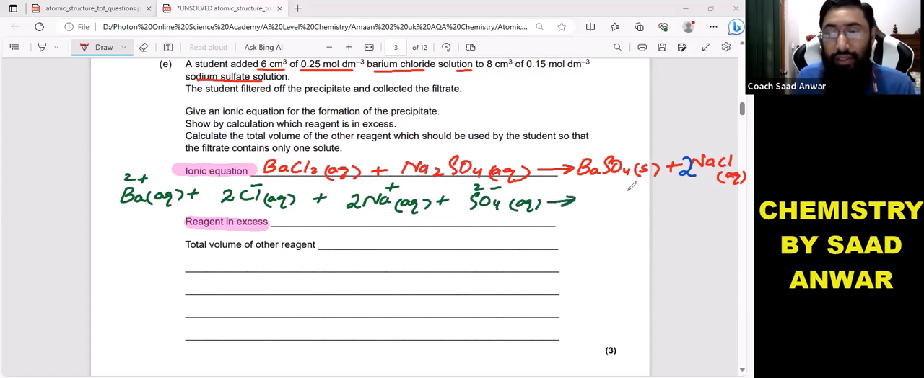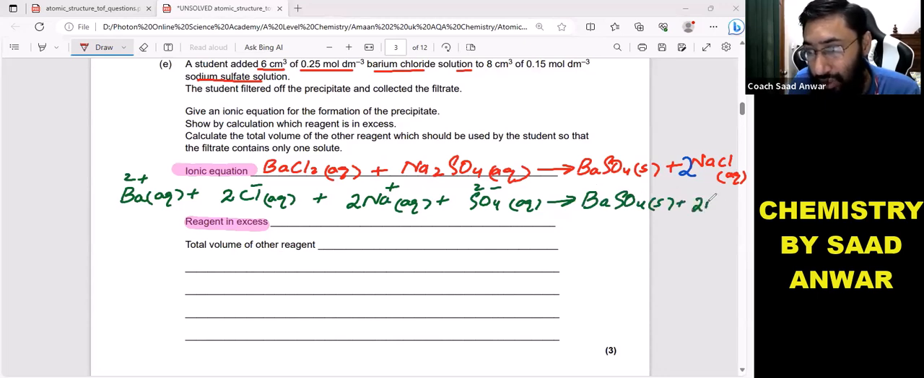Barium sulfate, this is a solid. Remember, when something is a solid, a gas or a liquid, it would not give us any ions. So we write barium sulfate as such. And sodium chloride is aqueous, so it would give me 2 sodium ions, and 2 chloride ions as well.